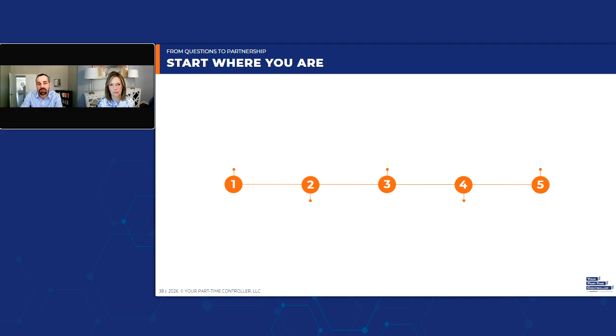So how do you actually put this into work? Start with where you are. This slide will give you 5 simple moves. First, name the gap. Is it a process gap, people gap, technology gap, timing gap, or even a communication gap? Naming it is half the battle.